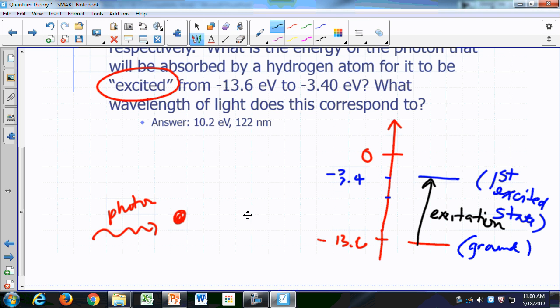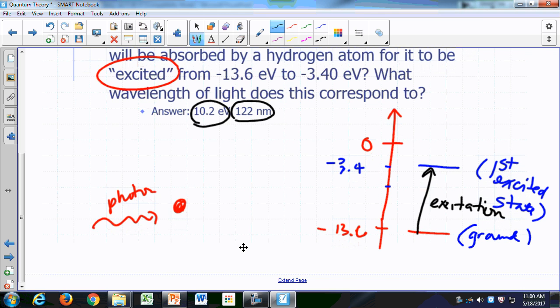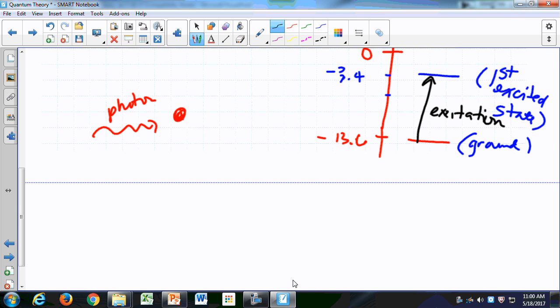So what wavelength must this photon have in order for it to be absorbed by the hydrogen atom in this situation? Well, the answer is that you're going to need 10.2 electron volts for your photon energy, and that would correspond to 122 nanometers. So let's see how we figure that one out. If you recall, the energy of the photon would be the energy gained by the atom. So it has to be E upper minus E lower.